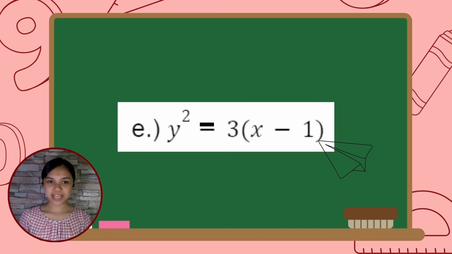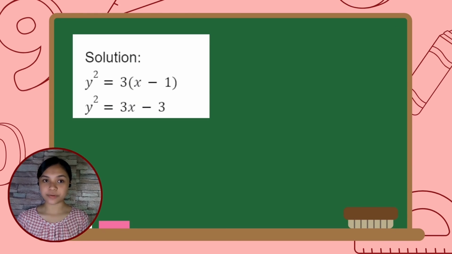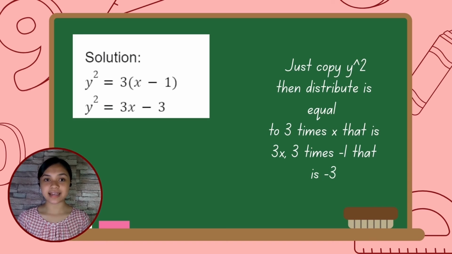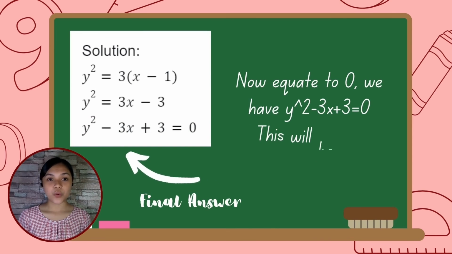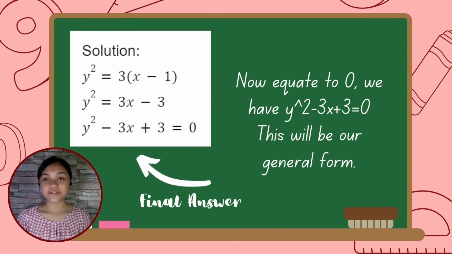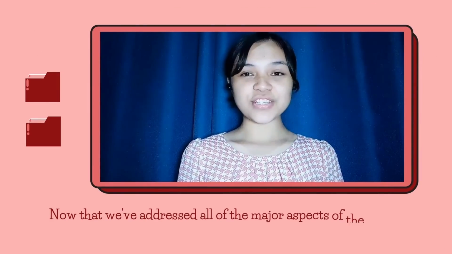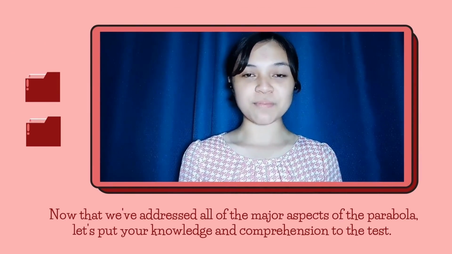And for our last example, letter e, we have y squared equals 3 times the quantity x minus 1. Just copy y squared, then distribute: 3 times x, that is 3x. 3 times negative 1, that is negative 3. Equate to 0. We have y squared minus 3x plus 3 equals 0. This will be our general form. And now we have addressed all the major aspects of the parabola.